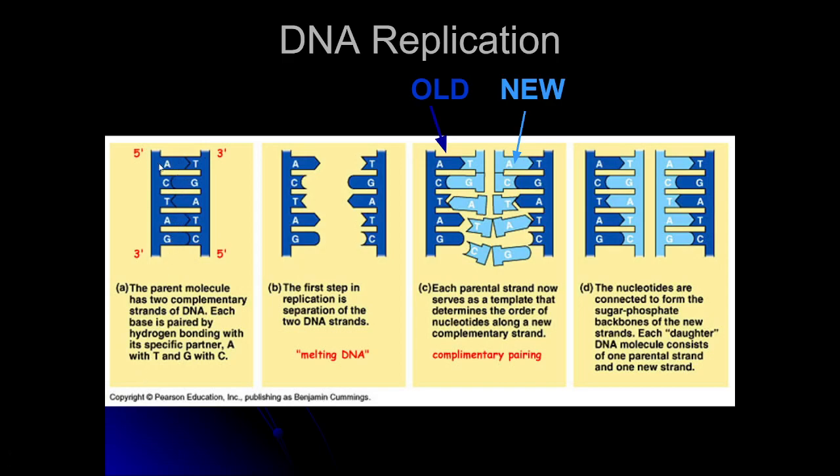And as you can see, we can see the bonds here from A to C, A to T, C to G, T to A, AT, and GC. The first step in replication is to split the two halves, or the bonds. Then, each parental strand now serves as a template for new strands to connect. Then, once it's all connected, now we have 2 copies of the original strand.